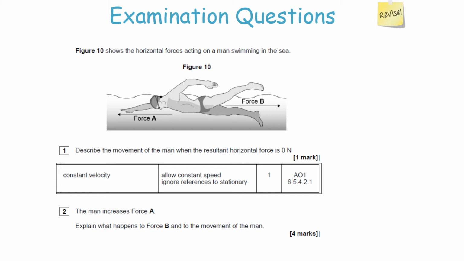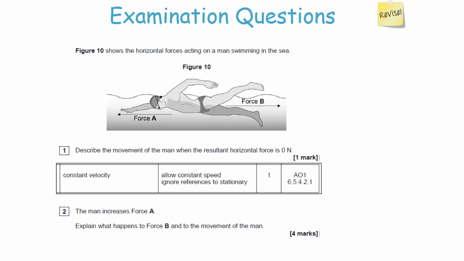If there's no resultant force, an object which is moving will stay moving at that velocity, but if an object is stationary, it will stay stationary. So you've got to look at the situation. Now, the man increases force A, what happens to force B and to the movement of the man? So when force A is bigger than force B, there's going to be a resultant force in the direction of A, so the man will accelerate.